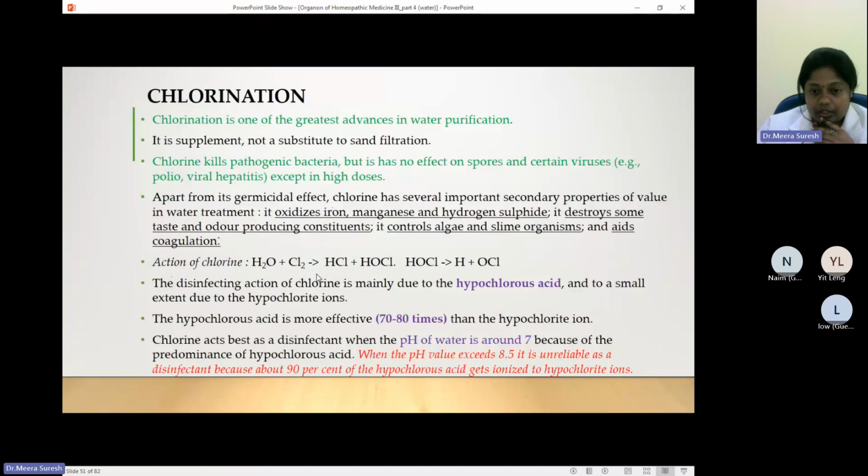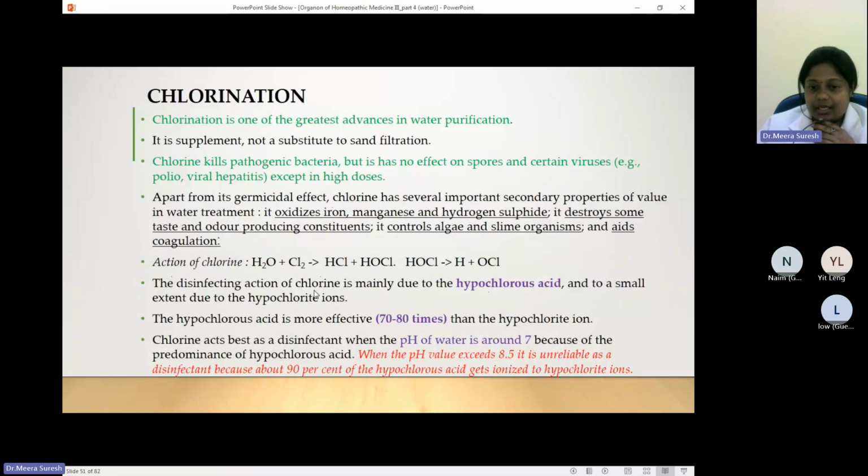HCl is hydrochloric acid, and a majority of it will be converted into HOCl, which is hypochlorous acid, which is very weak in nature, not as strong as hydrochloric acid. And this hypochlorous acid will again break down into H, the hydrogen ion, and OCl minus, which is the hypochlorite ion. So this is the chemical reaction happening.